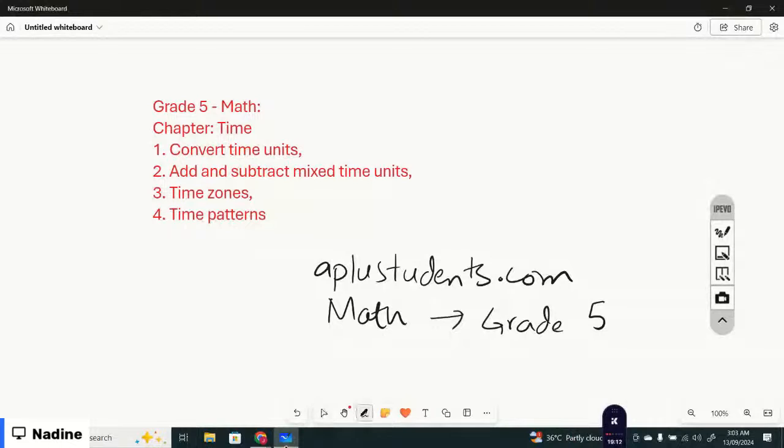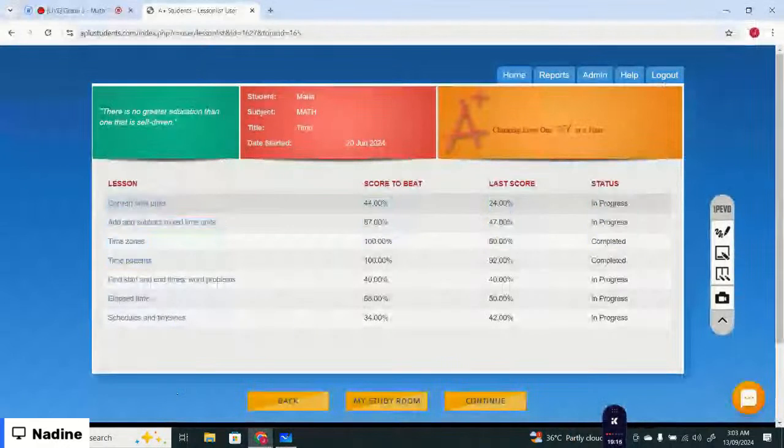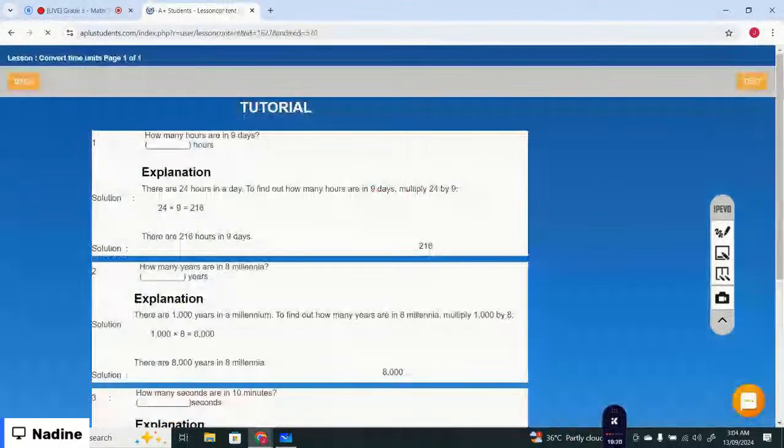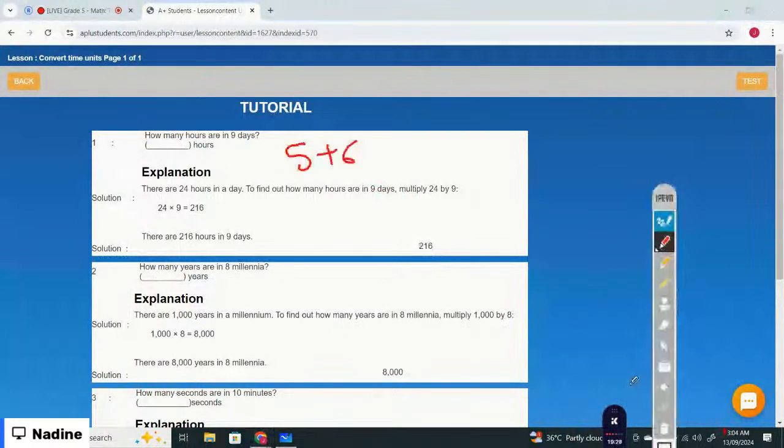Okay, so here I'm on grade 5 math. The chapter we are on right now is convert units. So let's just start with the lesson. Let me read the question carefully. How many hours are in 9 days? So you are given 9 days. You need to calculate the hours in 9 days.